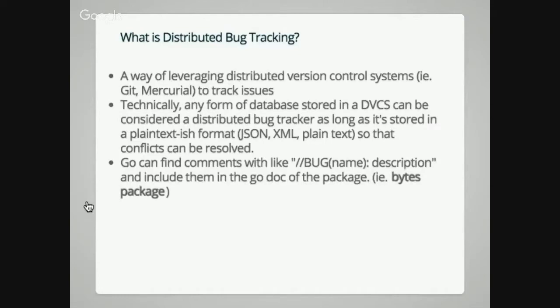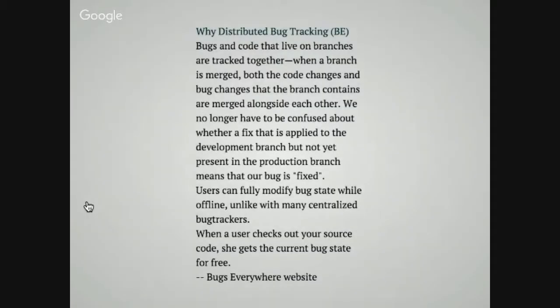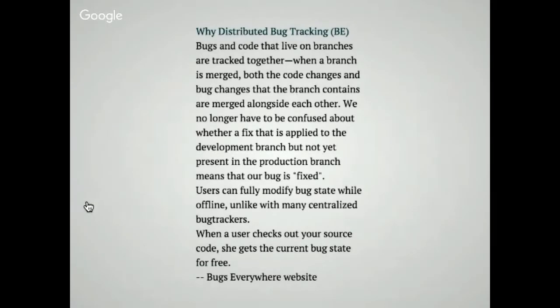So what is the benefit of putting your issues and your code in the same place? They do have a good explanation there. This is an excerpt from their website. Bugs and code that live on branches are tracked together. When a branch is merged, both code changes and bug changes are merged alongside each other. We no longer have to be confused about whether a bug fix is applied to a development branch but not yet present in the production branch. Means that our bug is fixed.